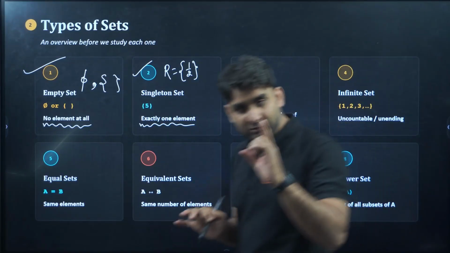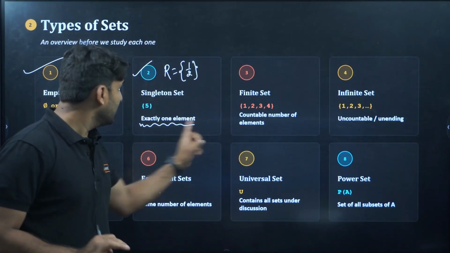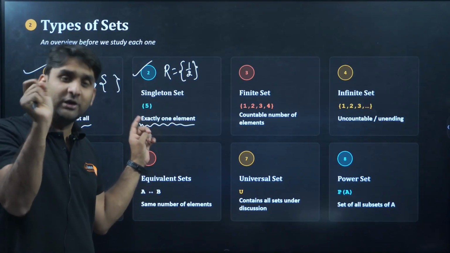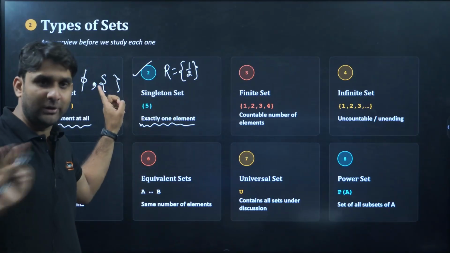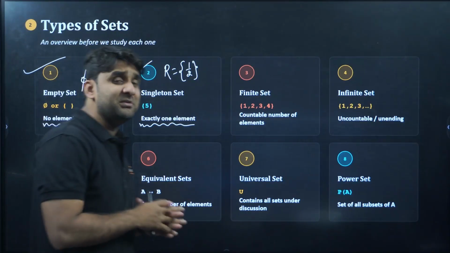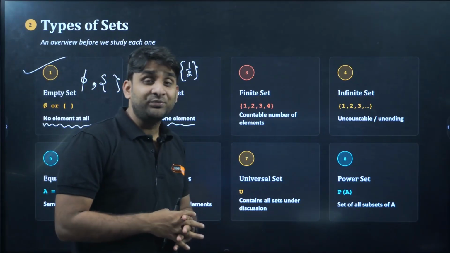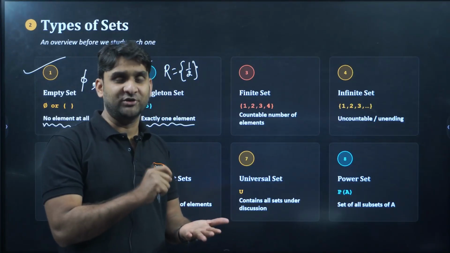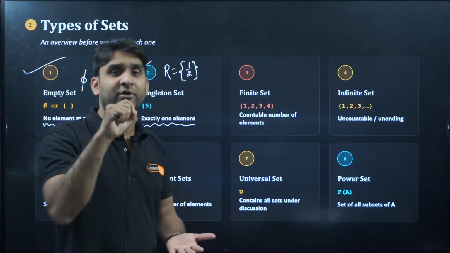Are you getting my point? So singleton means when the set is having exactly one element. Only one element. I hope that's clear. Empty, no element. Singleton, one element. Now, finite set. A finite set means a set which is having a limited number of elements. It means we can count the number of elements.